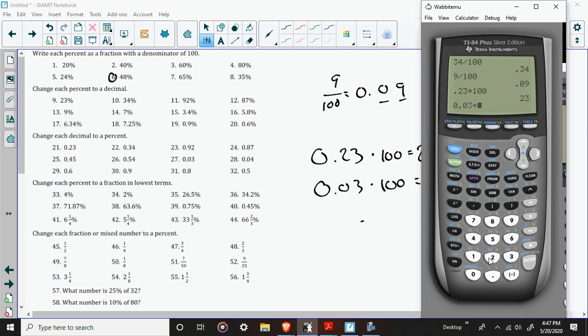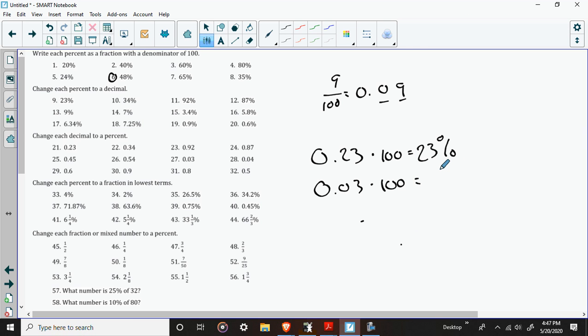0.03 times 100 would be 3, so that would be 3%. No big deal there, just literally multiplying these numbers by 100. If you have a calculator, it's very, very simple.